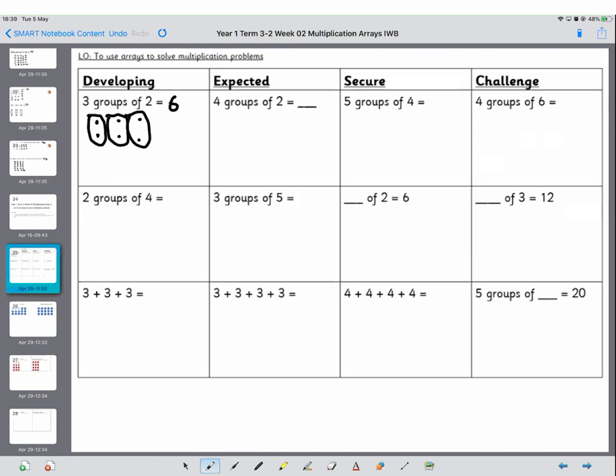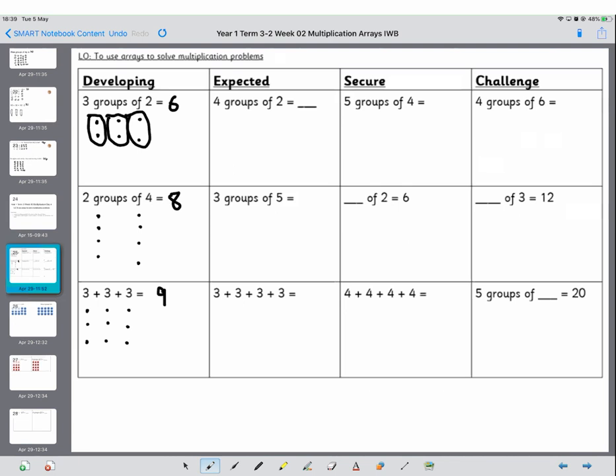So we've got two groups of 4 this time, so that's 1, 2, 3, 4. That's one group of 4 and a second group of 4, so that makes a total of 8. And this one is 3 plus 3 plus 3, so we just put 3 dots underneath each one. 3 plus another 3 plus another 3, which equals a total of 9.